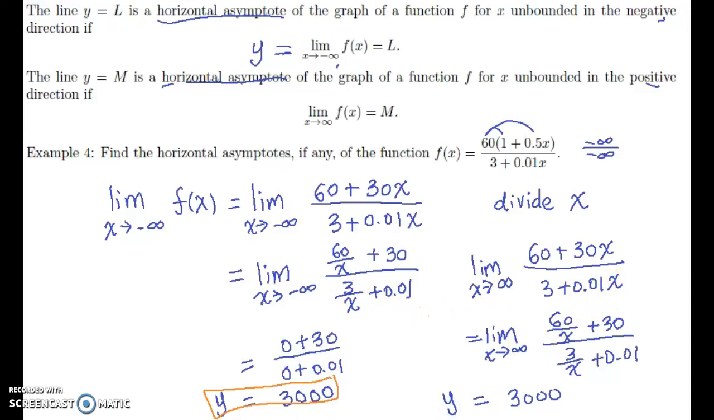So the answer to this question is the horizontal asymptote is just y equals 3000. In this case, they're the same.